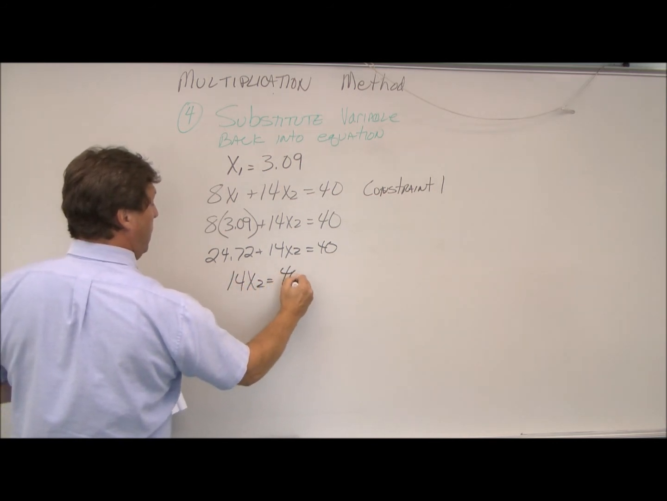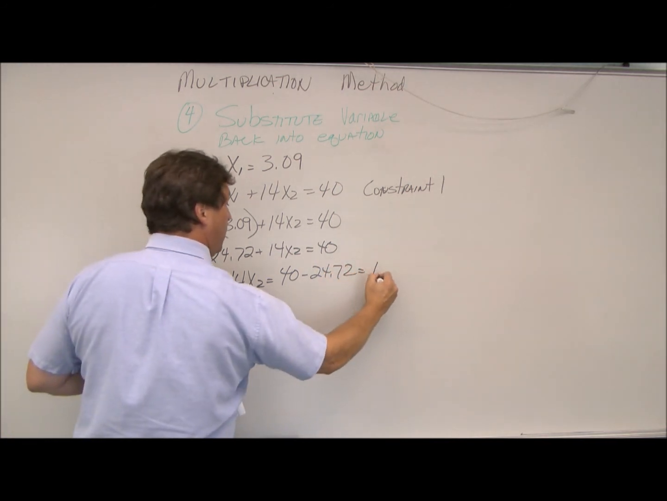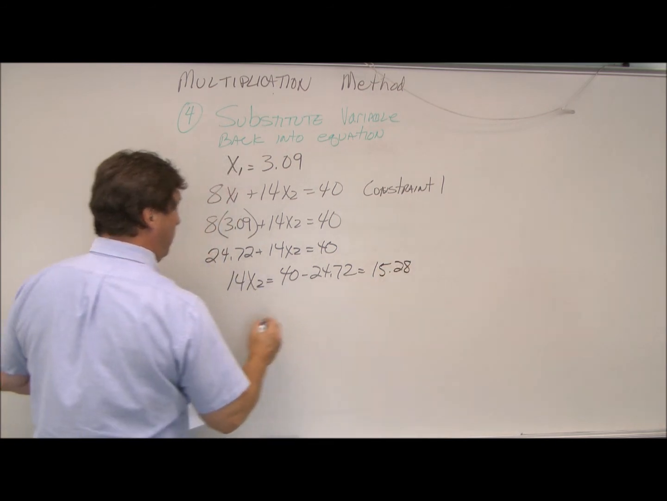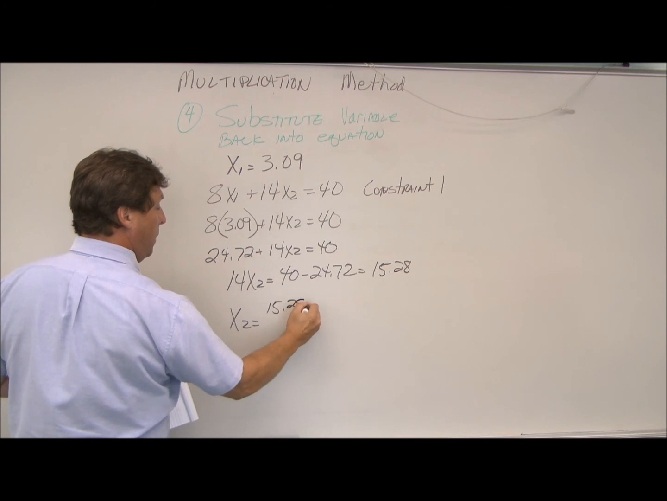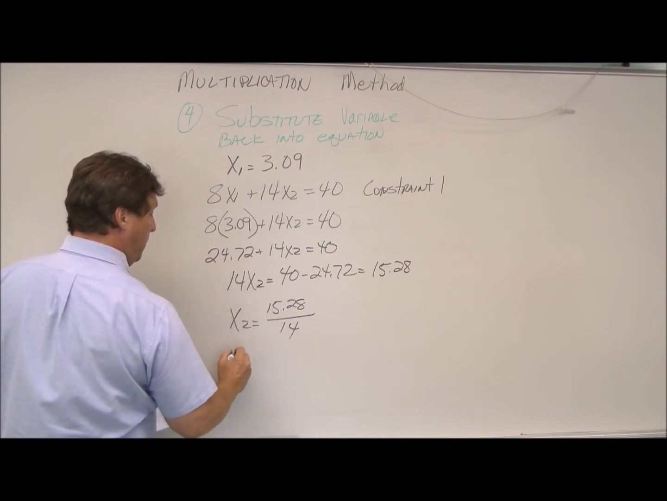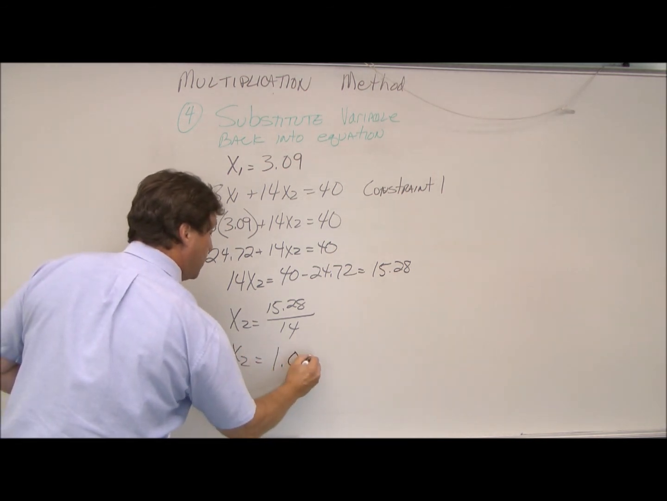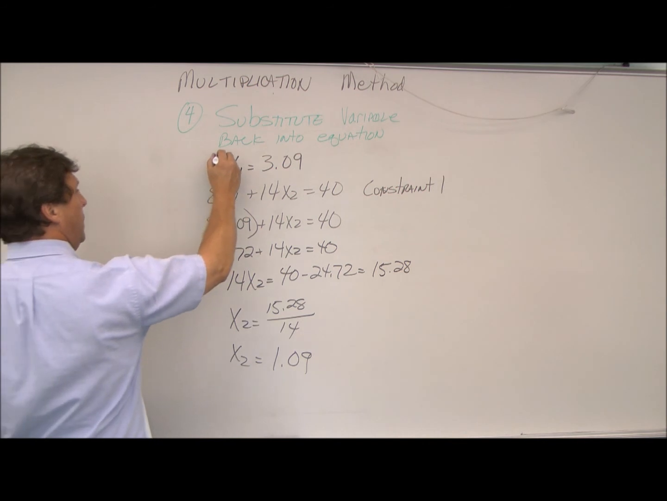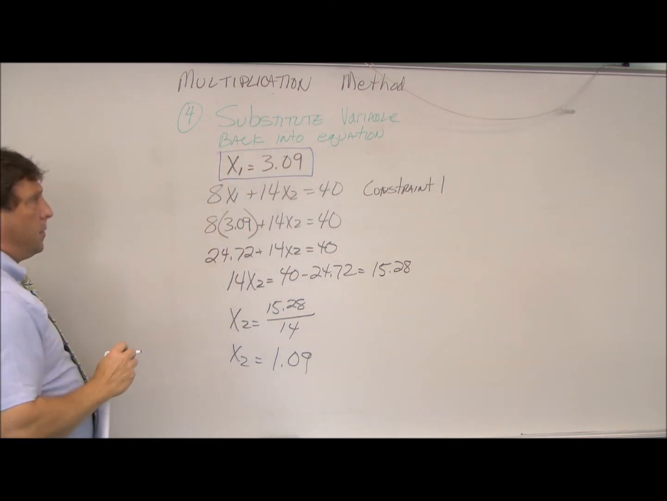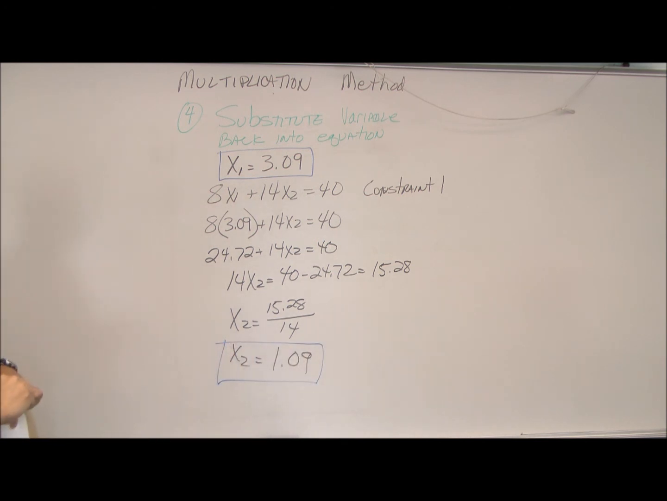14x2 equals 40 minus 24.72, which is 15.28. So x2 equals 15.28 divided by 14, and x2 equals 1.09. So I know the coordinates where the two lines intersect: x1 is 3.09 and x2 is 1.09.